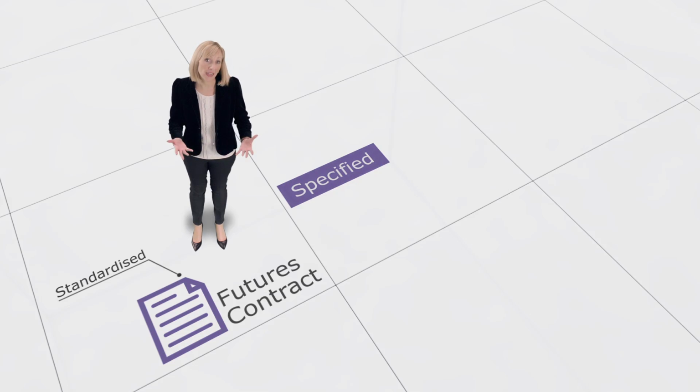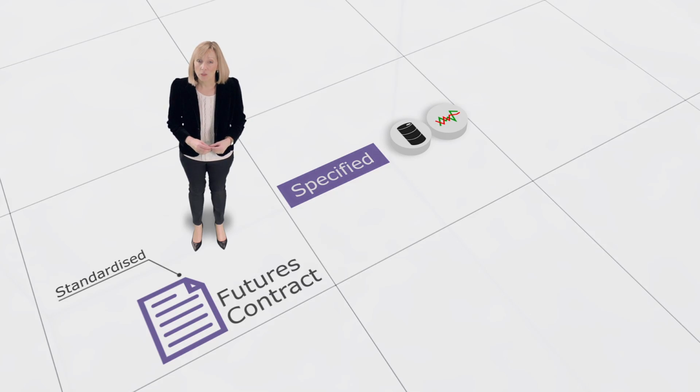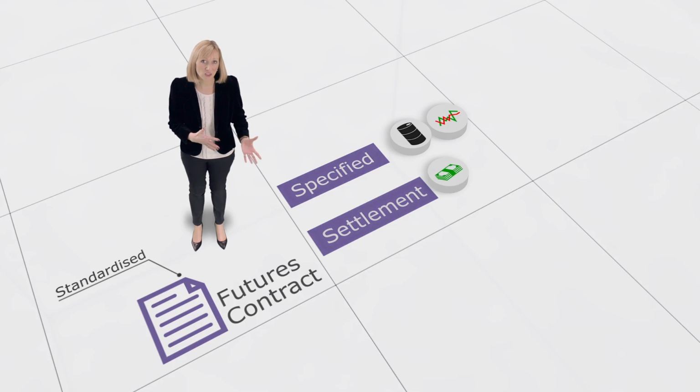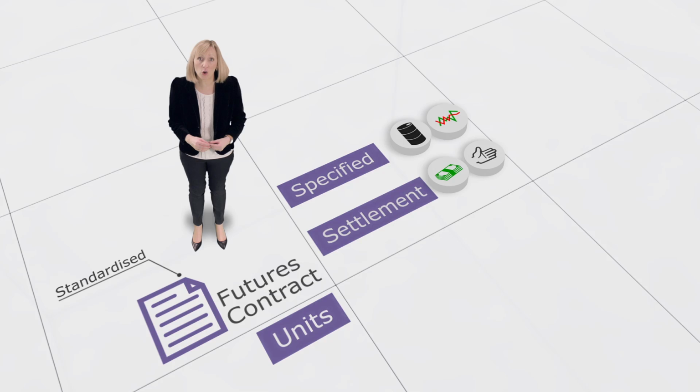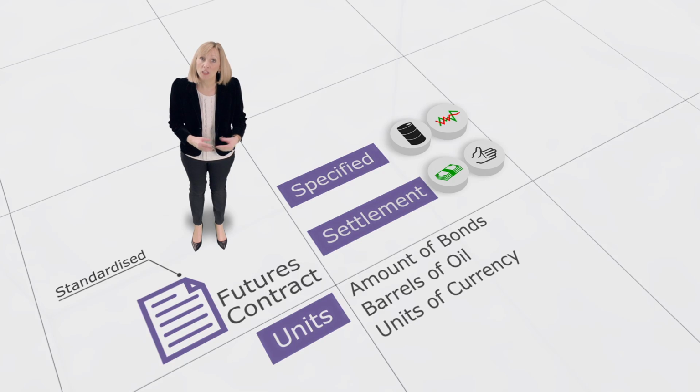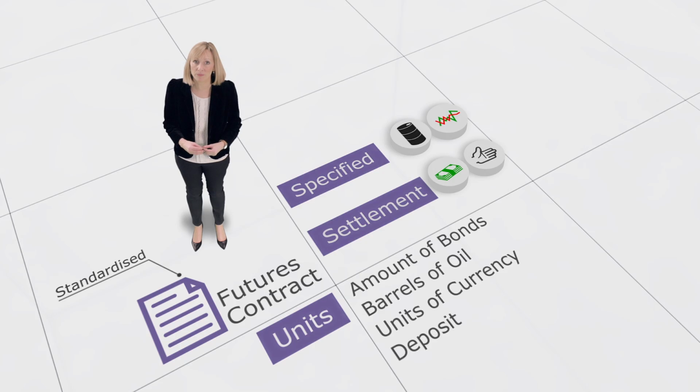Firstly, the underlying asset or instrument will be clearly specified in the futures contract. This could be anything from a barrel of crude oil to a short-term interest rate. The contract will also state the type of settlement, which will either be cash or physical delivery, and the amount and units of the underlying asset per contract. For example, this could be the notional amount of bonds, a fixed number of barrels of oil, units of foreign currency, or the notional amount of the deposit over which the short-term interest rate is traded.